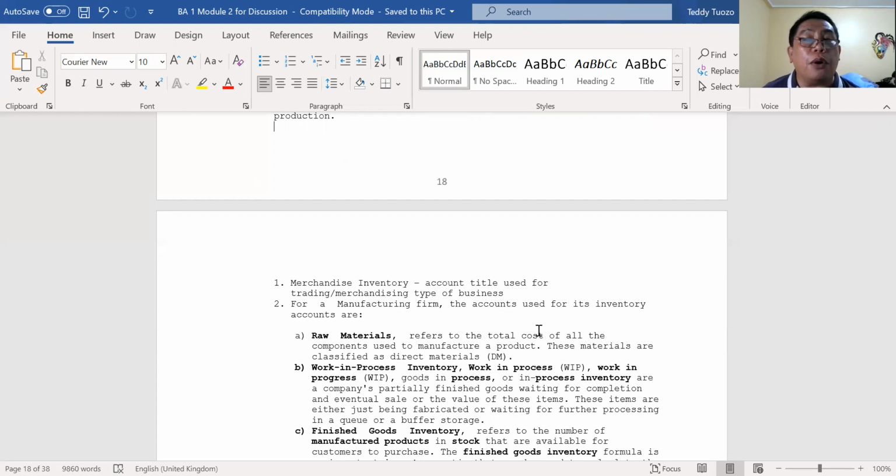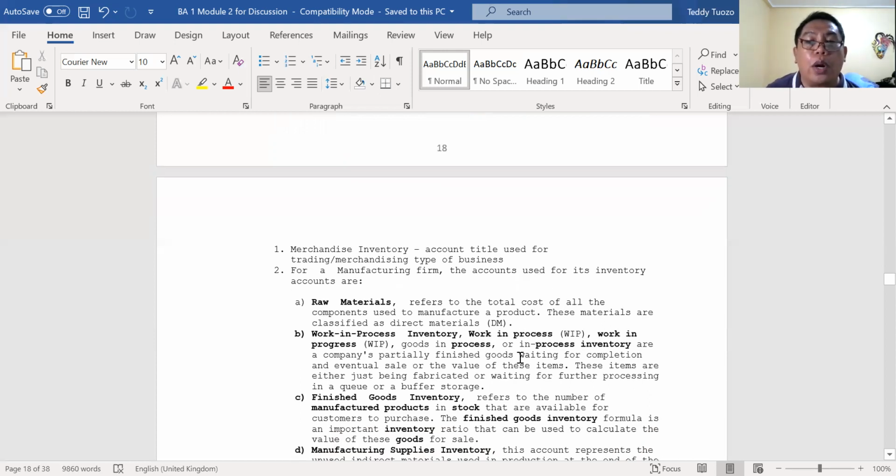And then for the manufacturing firms, the accounts used for inventory accounts are raw materials and the work in process inventory, or work in process, work in progress, no. Hamok-hamok actually is a terminology and how it is being written. But for purposes of discussion in accounting 2, actually in BA2, the second part of accounting 2, it is work in process, without the hyphens within work and in process, I mean.